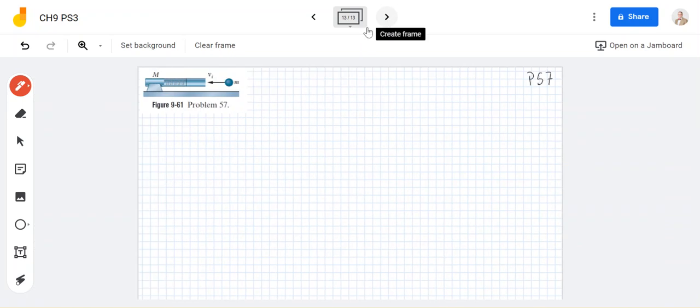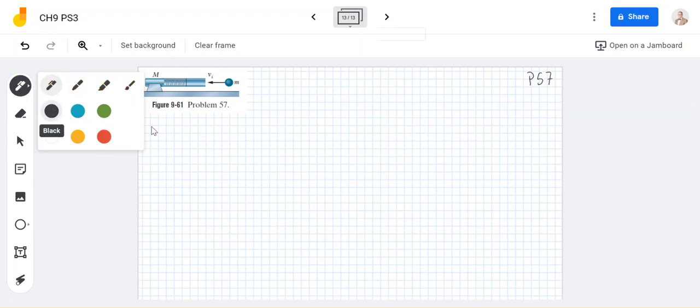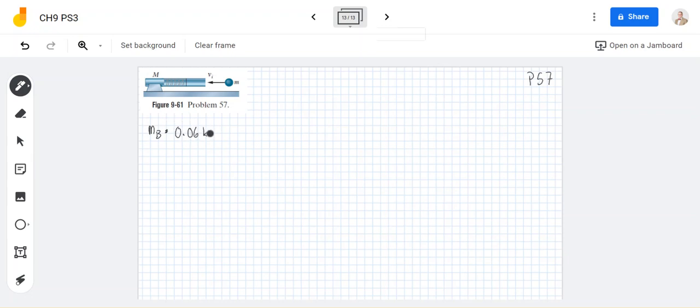All right, 57. 57 says, in the figure, a ball of mass m, 60 grams, is shot with a speed of 22 meters per second into the barrel of a spring gun of mass 240 grams. All right, I'm going to write these down because I don't want to forget. So the ball, m ball is equal to, what's it say, 60 grams. So again, got to work in kilograms.